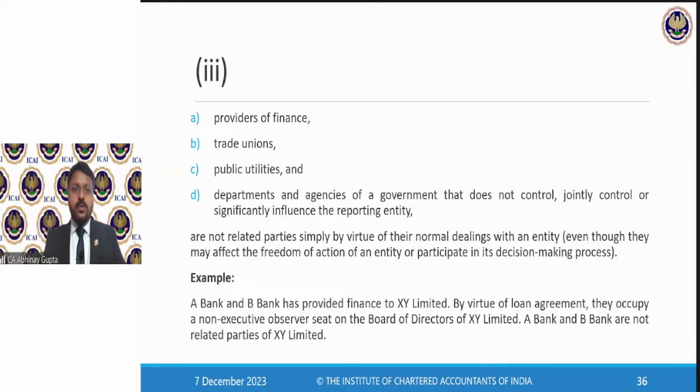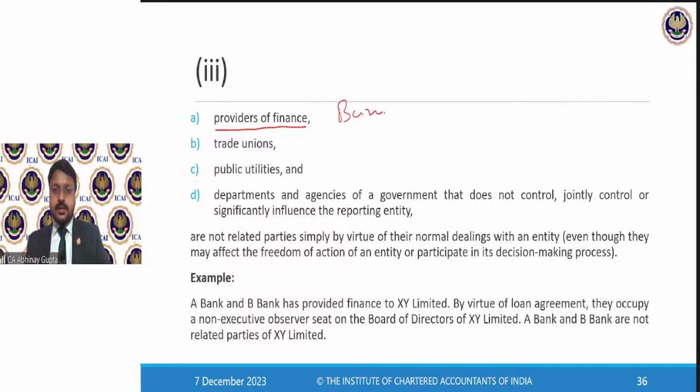Clause 3. Who else will not be treated as a related party? Providers of finance, for example, banks. If I have taken loans from banks and those loans are a significant part of all my liabilities, then will that bank, from whom the entity has taken the loan, be treated as a related party?